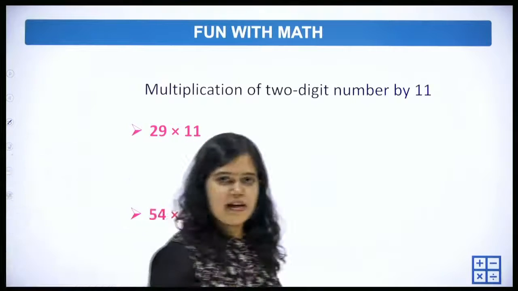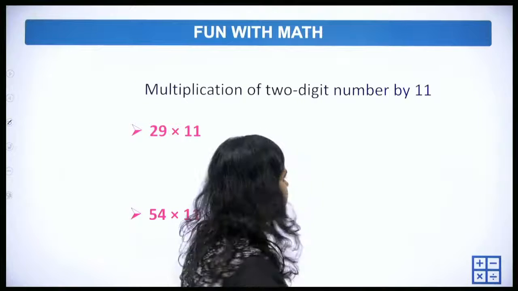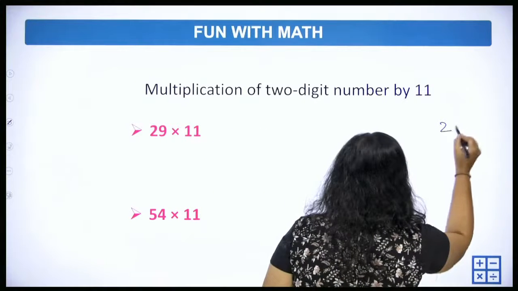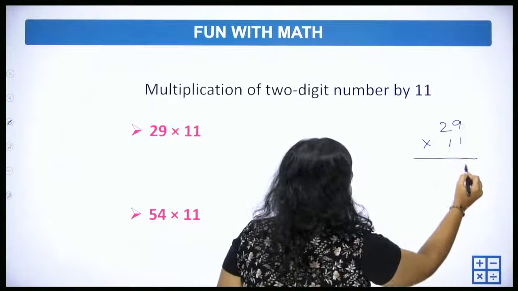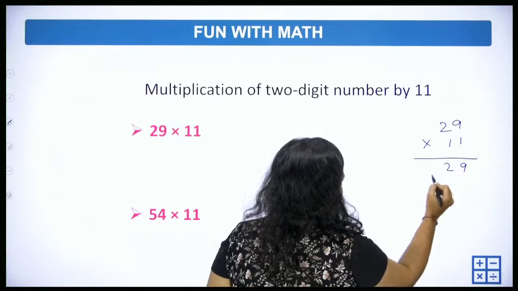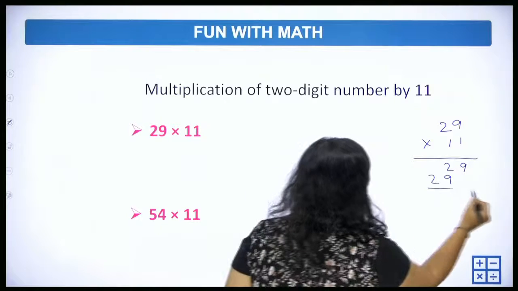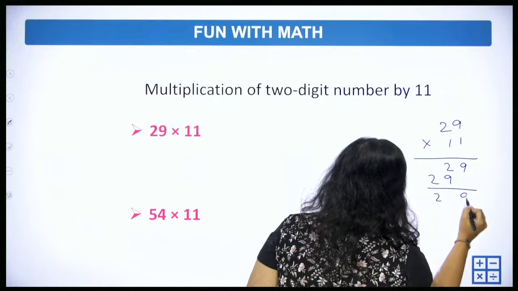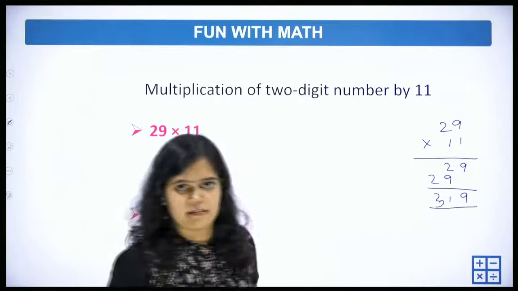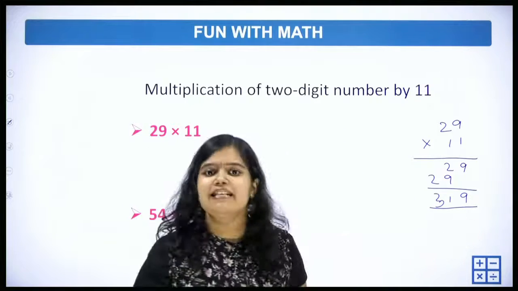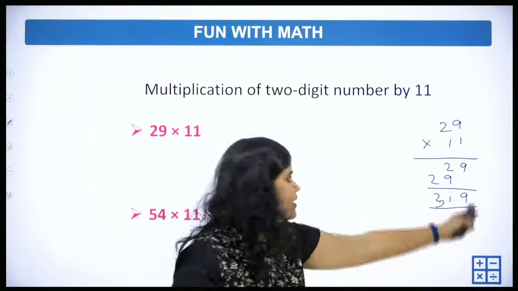So, when you are multiplying by 11, what exactly happens? Normal multiplication shows 29 into 11. So, 9 into 1, 9 into 2. Again 9 into 1, 2 into 1. So 9, 11, 3, 3, 1, 9. The same technique is used without writing all this.